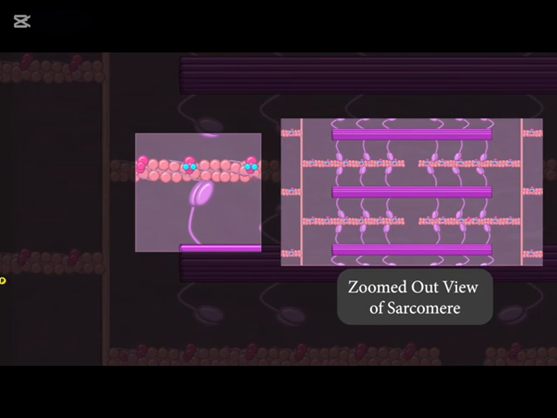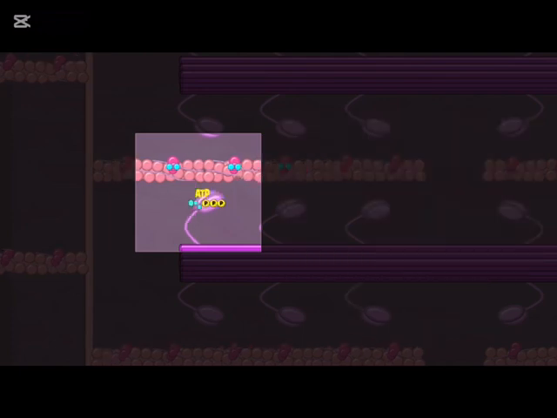Importantly, the lengths of actin and myosin filaments do not change, only their degree of overlap increases. A new ATP molecule binds to the myosin head, causing it to detach from actin. The cycle then repeats as long as calcium ions and ATP are present. This repeated cycle of attachment, pulling, and detachment leads to continuous muscle contraction.